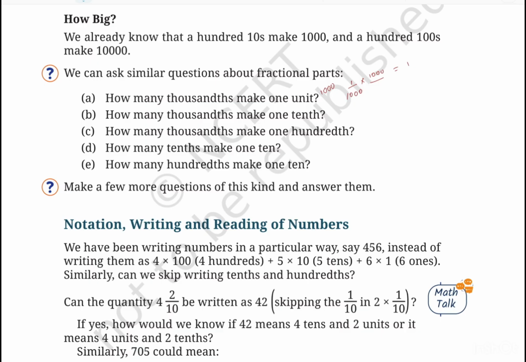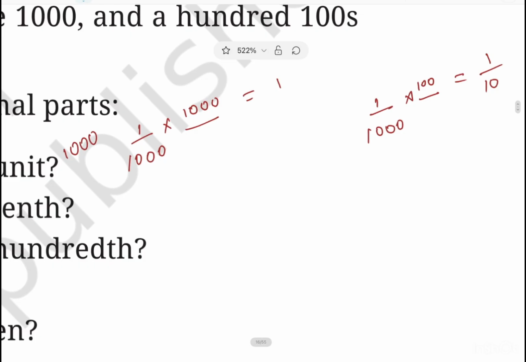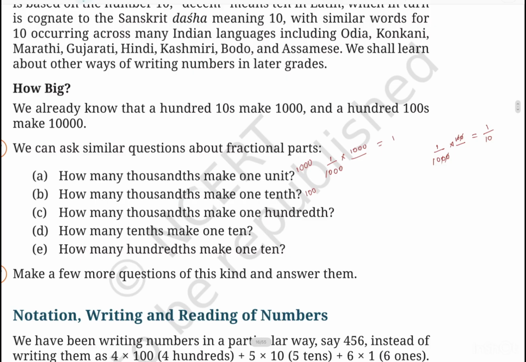Next one is, how many thousandths make 1 tenth? So thousandths are multiplied by a number, we get 1 tenth. That is, there is 1 zero here and here are 3 zeros. The difference is 2 zeros. So we can multiply it by 2 zeros. Then the 2 zeros will be cancelled. So the remaining 1 zero will be there. So we get 1 tenth. So we have to multiply it by 100.